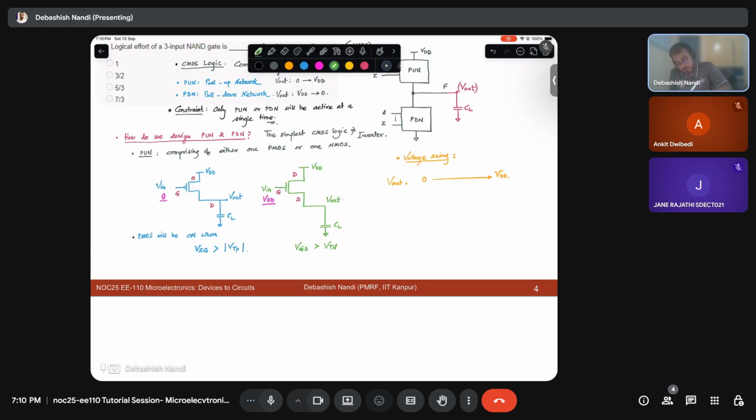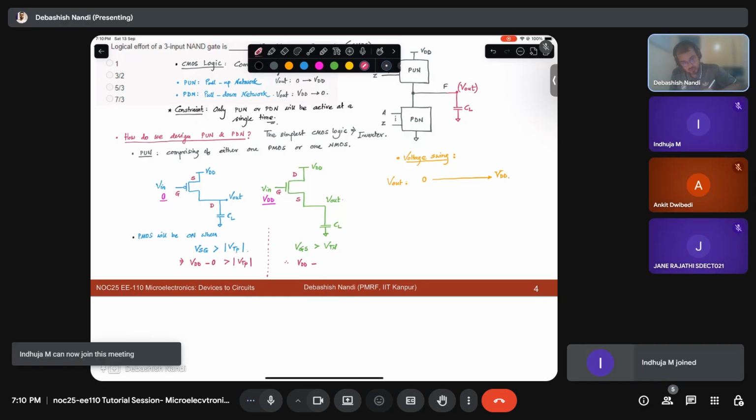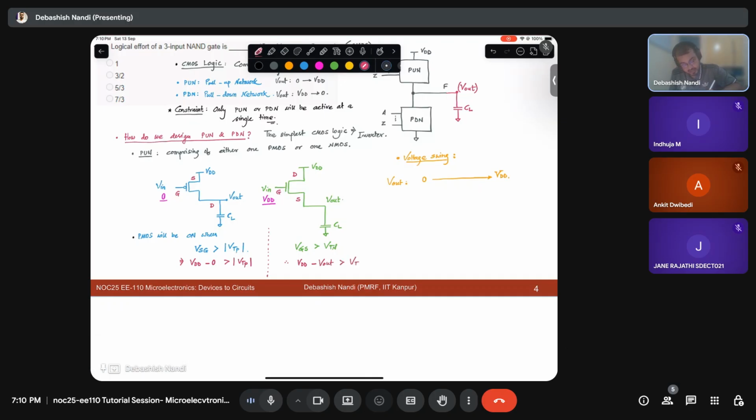So now what is my VGS in this case? VGS is nothing but your VDD minus 0, right? And what is my VGS in this case? That is VDD minus V out. So VDD minus V out greater than VTN.